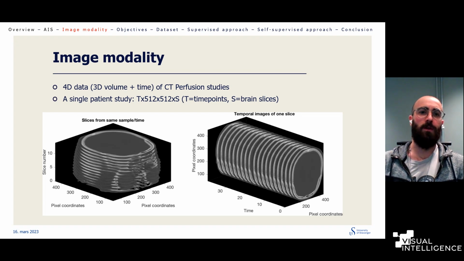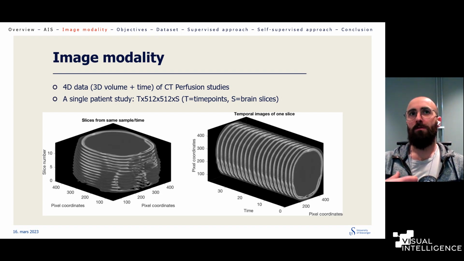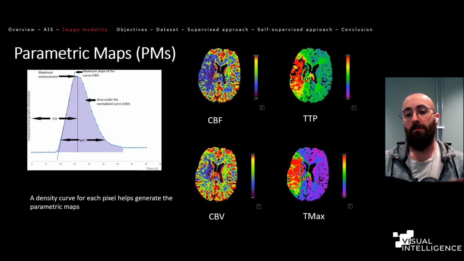A single patient study contains a lot of information and can be defined as a 4D tensor, where the 4 dimensions are time, height, width, and depth. Based on that, a medical doctor cannot just look at this huge amount of information. So what they do, based on the vendor whose CT scanner is used, is create parametric maps. As you can see here, parametric maps contain denser information than the previous CT perfusion scan.